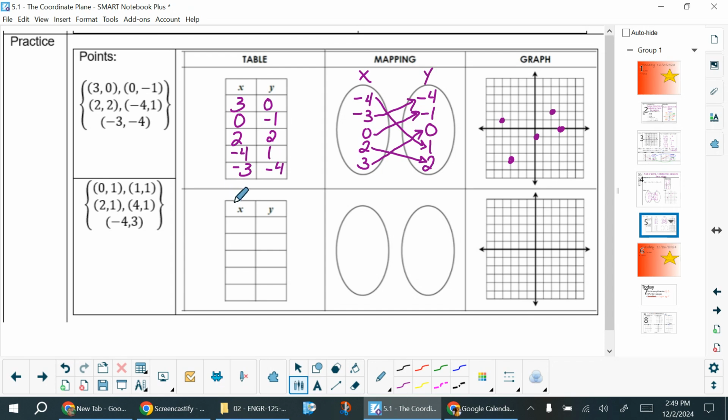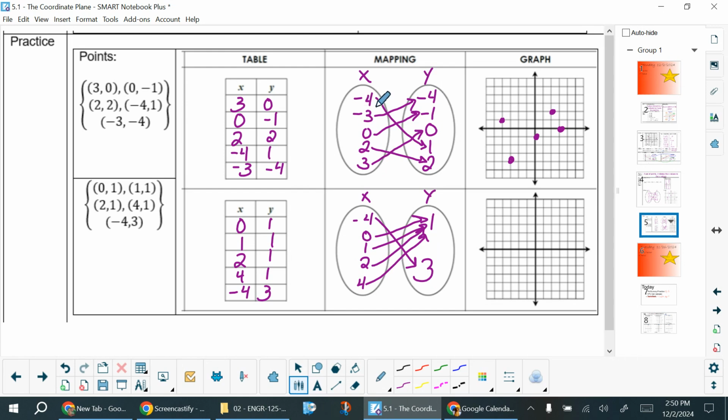Okay, this last one here, I'm going to go ahead and put these in. What you'll notice here is all the x values are different numbers, negative 4, 0, 1, 2, and 4, where for the y values, I only have 1 and 3. So on this, the negative 4 goes to the 3, but all the rest of them are all pointing to the 1. They all get matched up with the 1. That's okay. For a relation, it doesn't matter.